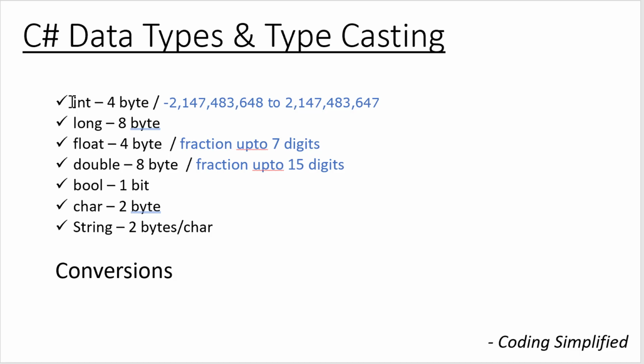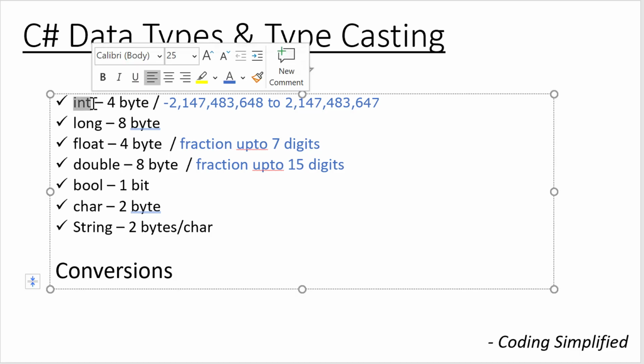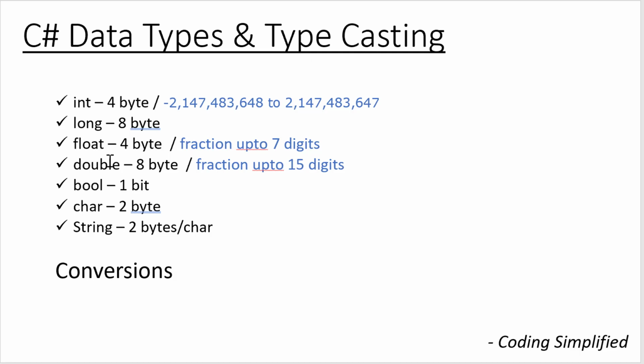First of all, we have the integers. Integers have two types, one is int and another is long. Integer means a value which is not a decimal number. Now what is the data size of an integer variable? The int variable has 4 bytes. If you define int state equal to 5, that state variable takes 4 bytes of size.